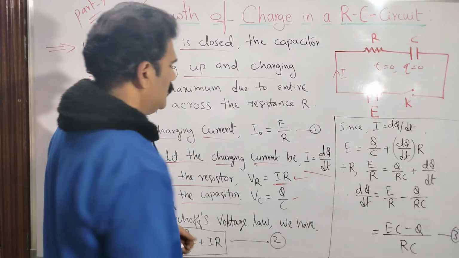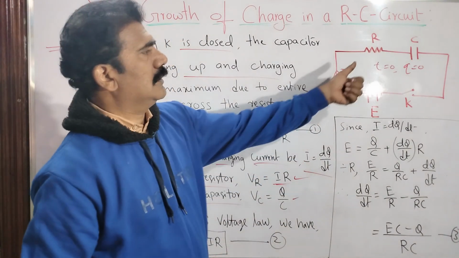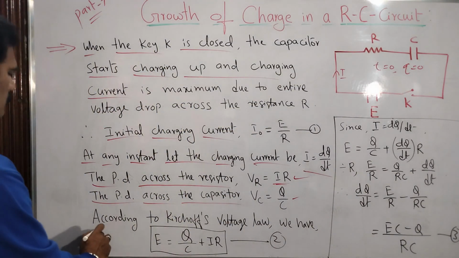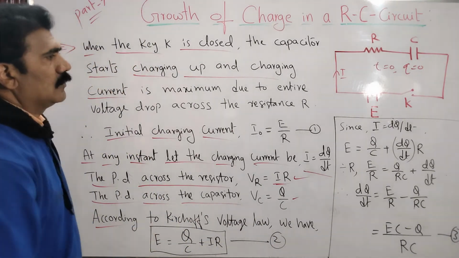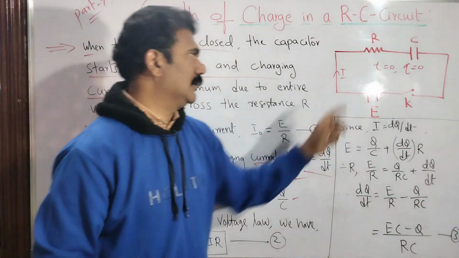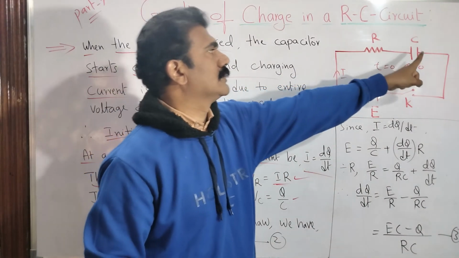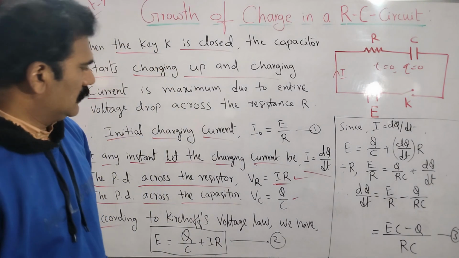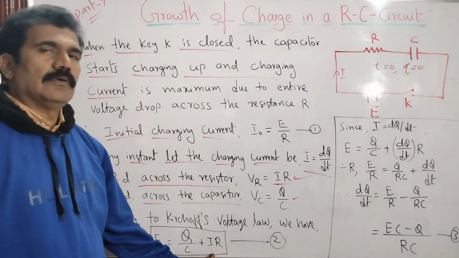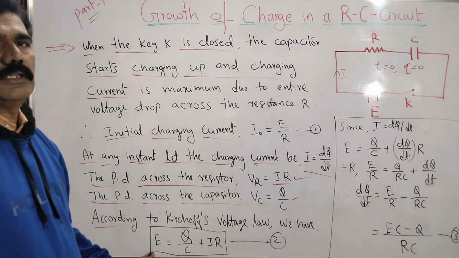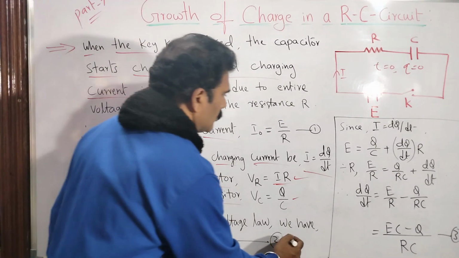So the Q by C ratio will give the PD across the capacitor, and I into R gives the PD across the resistor. Clear? Okay, now follow Kirchhoff's voltage law. According to Kirchhoff's voltage law, the total EMF present in the loop, E, must be equal to the algebraic sum of the potential drop across R and the potential drop across C. Both you have to consider, right? So add these two, Q by C plus IR, and that must be equal to the total EMF present in the circuit. The supply EMF is E. So that is the equation you will get.